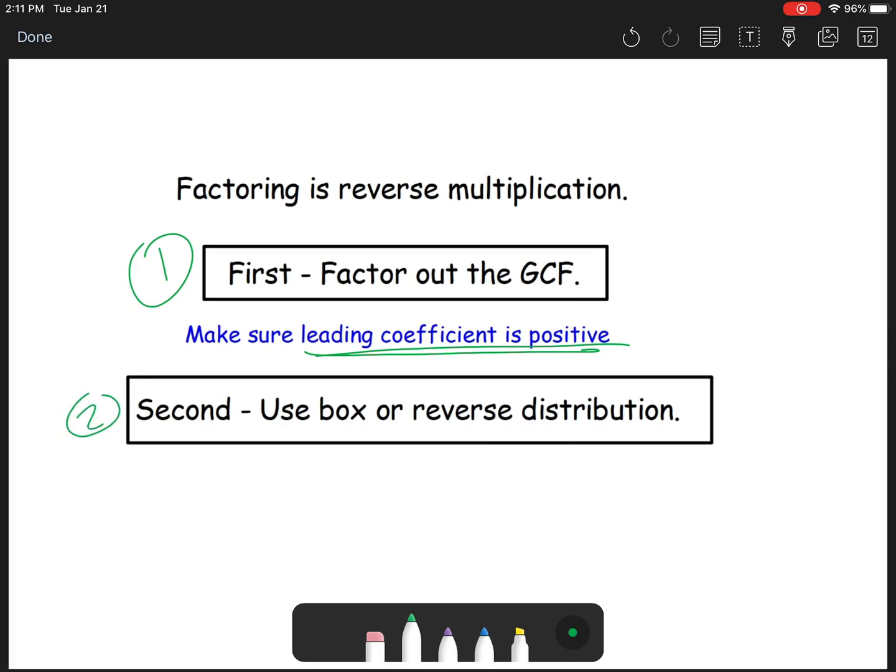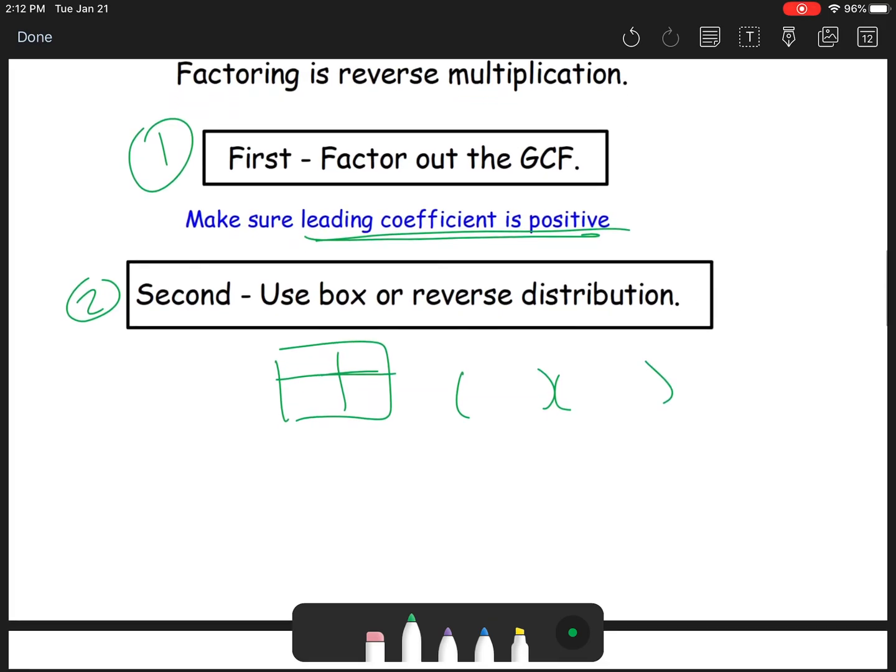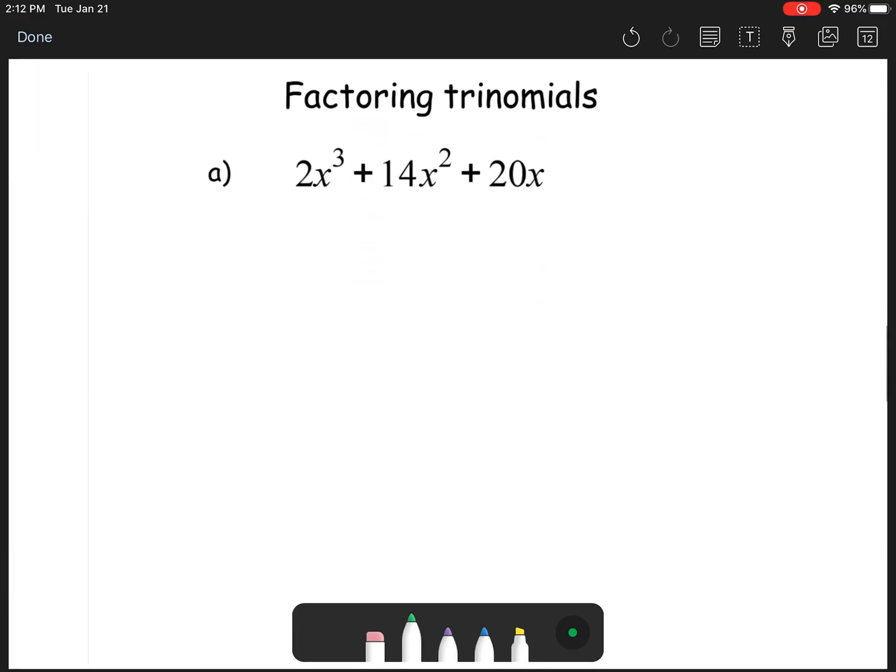Then after you factor out that greatest common factor, that's when you would break out your box method or your reverse distribution and factor it into your binomials. So again, we've learned these two skills individually. Today we're just putting them together. Looking at letter A, we have 2x cubed plus 14x squared plus 20x. So we're going to start with our greatest common factor.